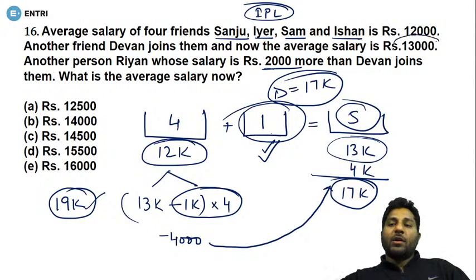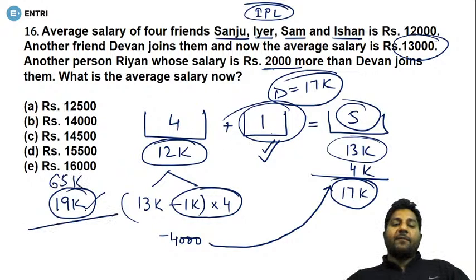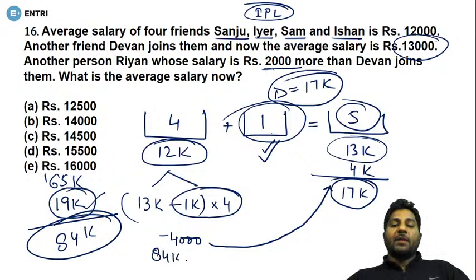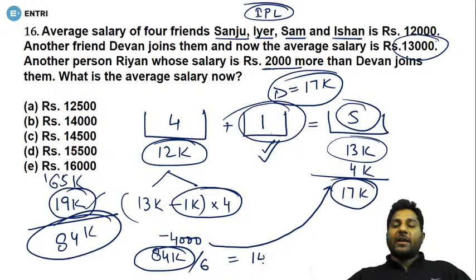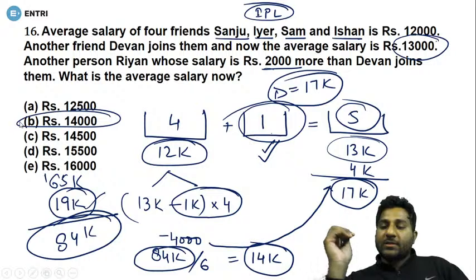After Devan's salary joined, the average was 13,000. So 13 fives are 65, and we add 19 to make 84. So 84,000 will become the total of all 6 after Rian joined. To find the average value, we divide by 6 to make it 14,000. So Sharath was spot on.